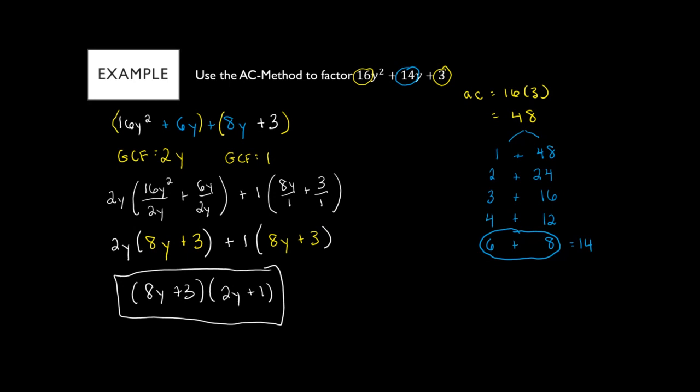And this is where you may be preferring to do the AC method versus trying to figure out the combination of numbers that multiply to 16 and multiply to 3, and then getting some sort of combination to add to 14. It's a little harder to do that because you've got many, many combinations. Doing the AC method, you only really have one combination you're worrying about.